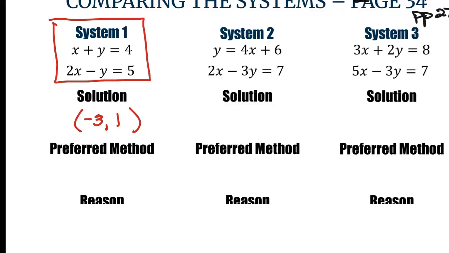Now, how could we check that right away to see if that's right? Graph it. We could graph it. I don't know that we have that much time to graph it. Couldn't I substitute these values back into my equations? Yeah. Now, when I do that, if I put negative 3 in for x and 1 in for y, is negative 3 plus 1, does that give me 4? No.